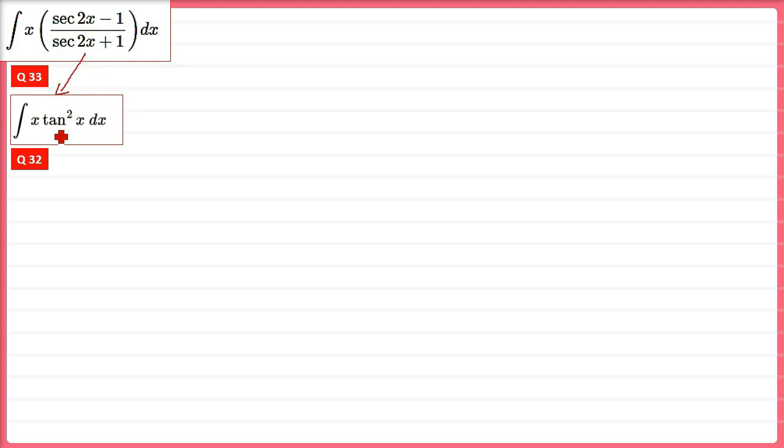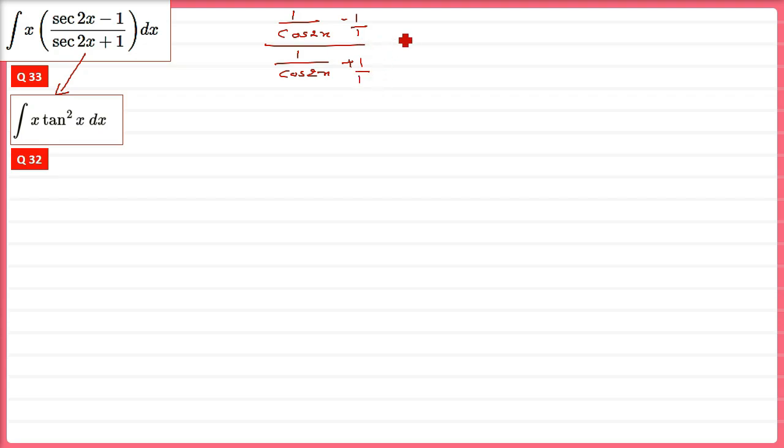So this question is equivalent to x tan square x. If we resolve this question, it will finally come down to x tan square x only. Now we have sec 2x minus 1 and sec 2x plus 1 as numerator and denominator. The sec can be written as 1 by cos, so 1 by cos 2x minus 1, divided by 1 by cos 2x plus 1.